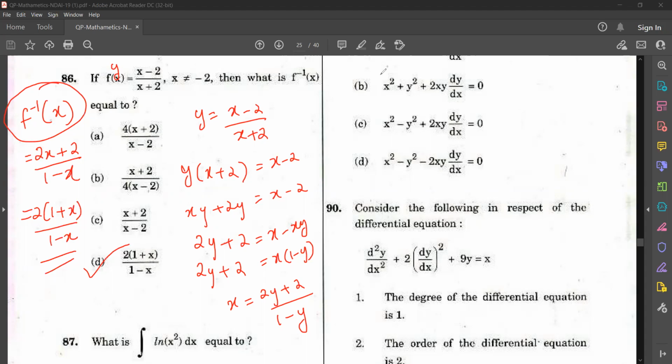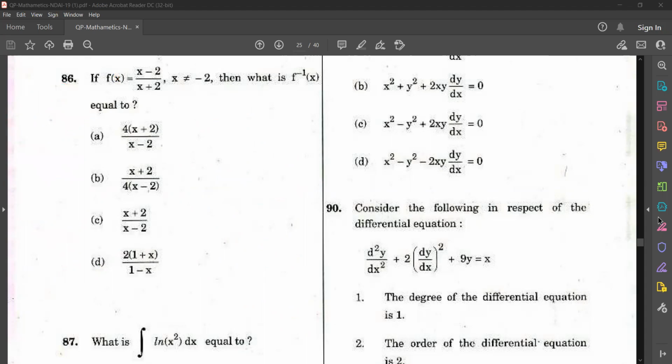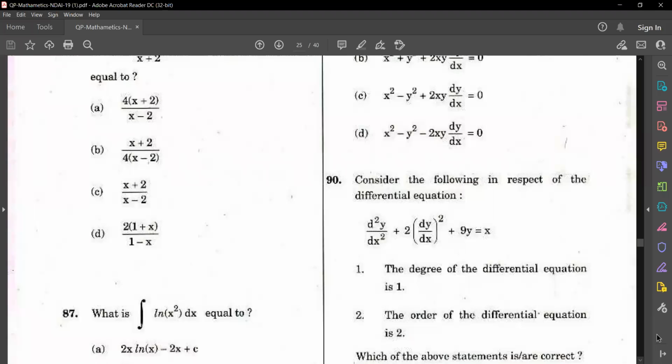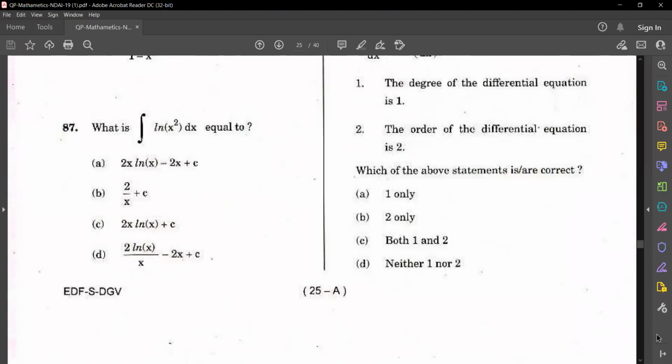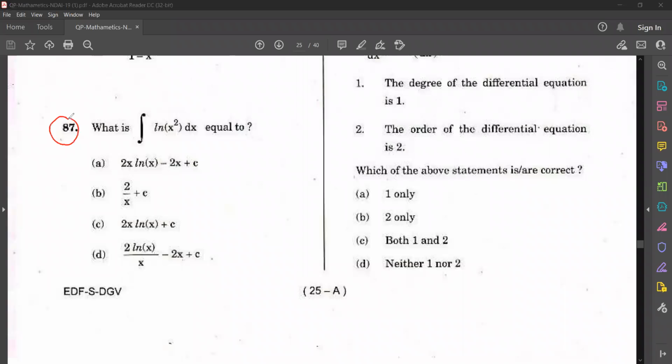Okay, let's do one more question. Question number 87. What is integral ln x square dx equal to? Direct question. You have to find what is integral ln x square dx equal to. Okay, please try all of you.